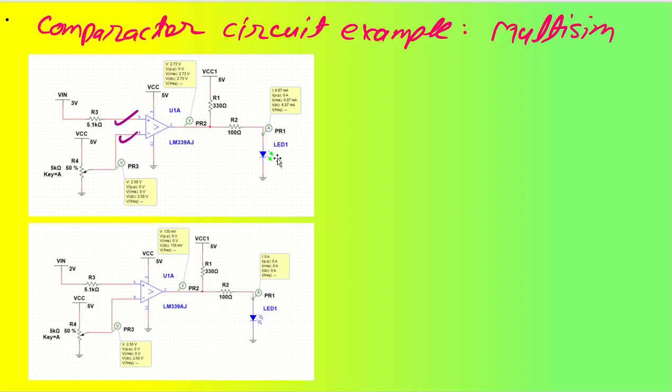You can see the arrow is filled. That means it is glowing, right? The LED is on. As you can see, one more circuit I have drawn, same thing, but the input is less than 2.5 volt. V reference was 2.5 and input is 2 volt, which is lesser than that. It means this LED is not glowing because the output is low. So this circuit we will simulate in Multisim and see how to do that.